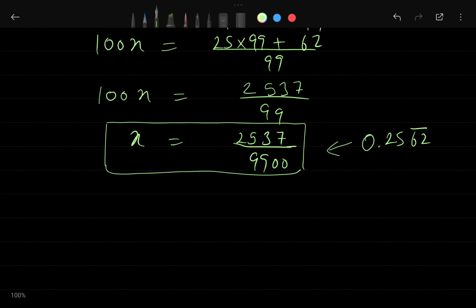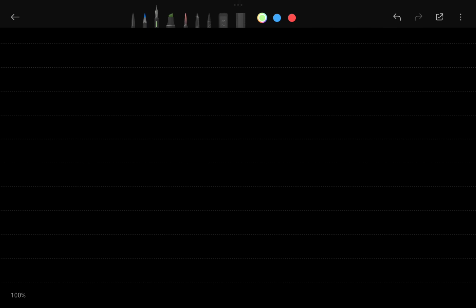So this method we are going to use. Now let's do one more question, and with this question we will end our video. We have to represent 32.1235 bar in the form of P by Q. First, you need to make sure if this is pure recurring or mixed recurring. We know that this is mixed recurring. So again we write 32.1235 bar equal to X, because we assume that X is the P by Q representation of this number.